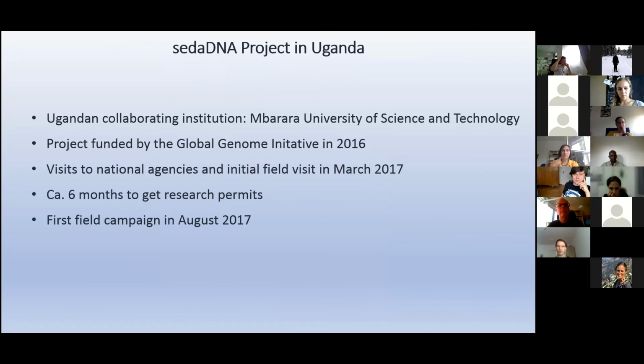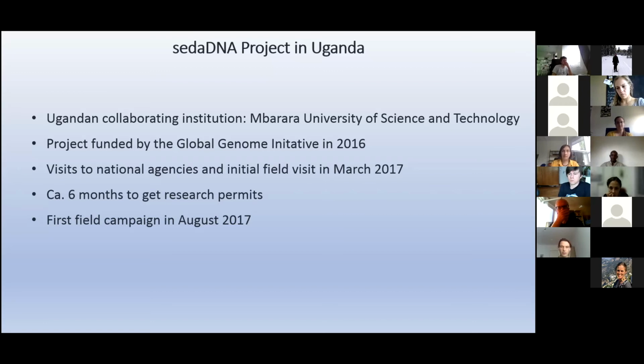Barouillet University of Science and Technology is our main collaborating institution. I have known people there for over the past 10 years, so we had enough time to build up something. We got funding for this work in 2016 from the Global Genome Initiative, and in the following year we did some initial visits to the national agencies to start the permitting process, which takes some time, and explained our research ideas to those agencies.